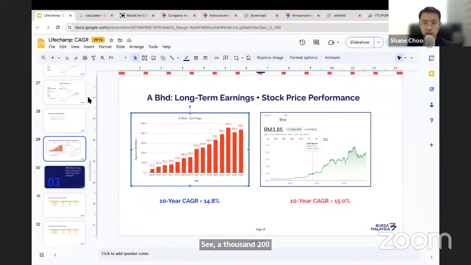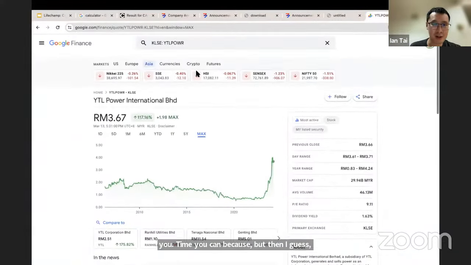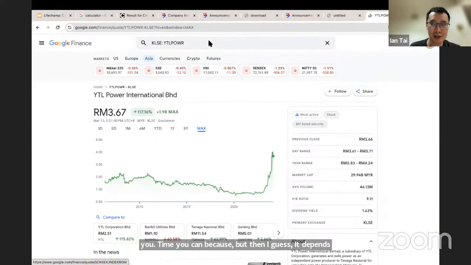Not to say you can't, you can, but it depends. I'm not too sure whether Google Finance can actually do KLCI. But let's say you have S&P 500. Obviously for this one, you definitely can calculate CAGR. All right, you can actually backtrack.